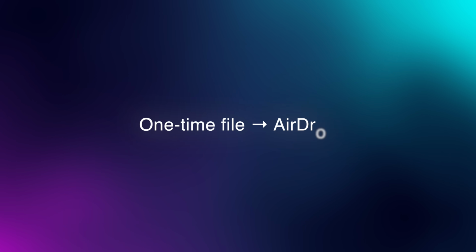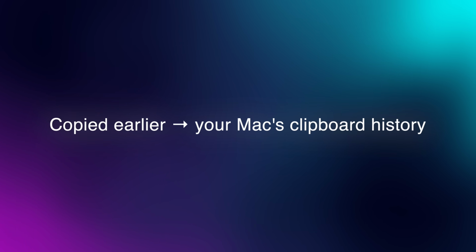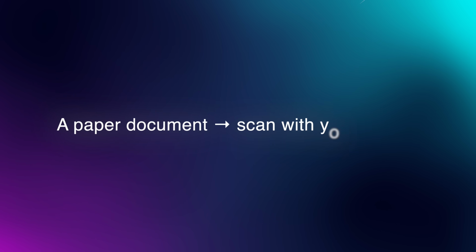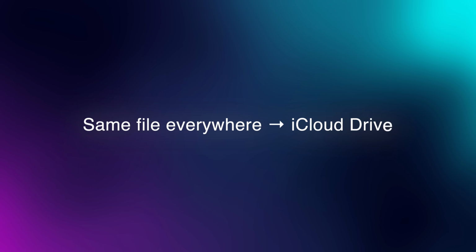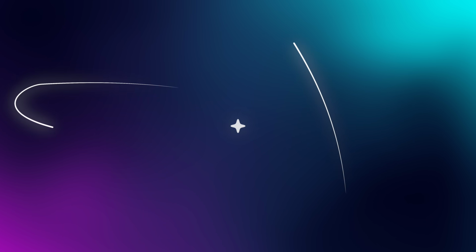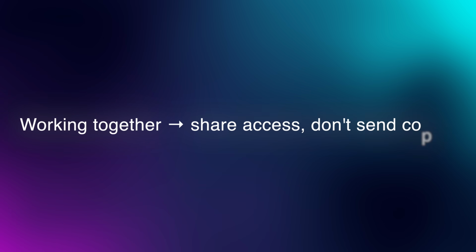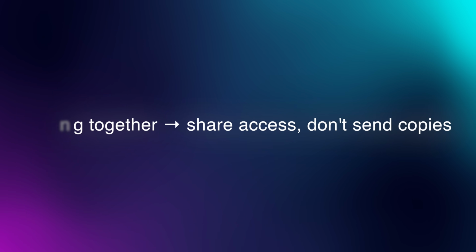So here's the whole thing. Next time you're about to send something to yourself, one-time file, use AirDrop. Copied now, Universal Clipboard. Copied earlier, your Mac's Clipboard history. In the middle of a task, use Handoff. A paper document, scan with your iPhone. Same file everywhere, use iCloud Drive. Too big to email, use MailDrop. Working together, share access, don't send copies.